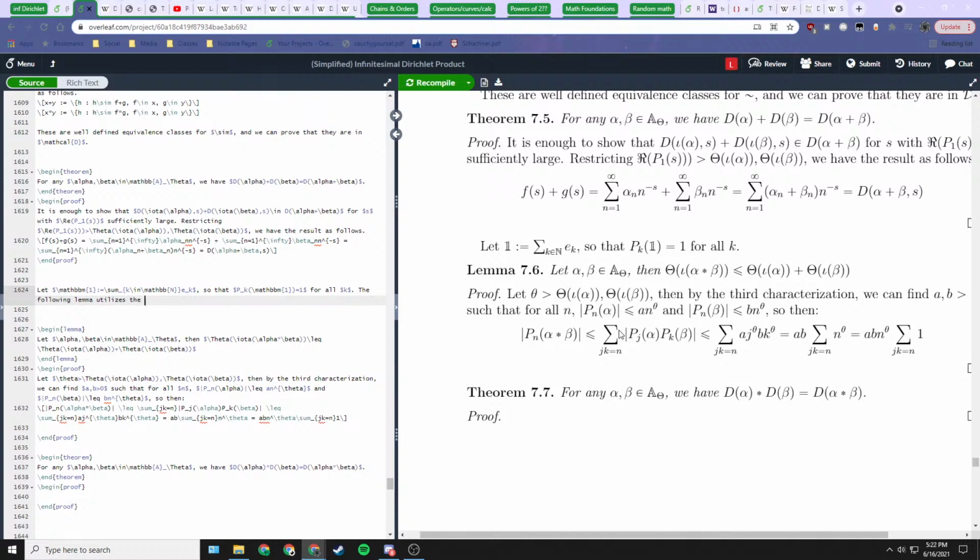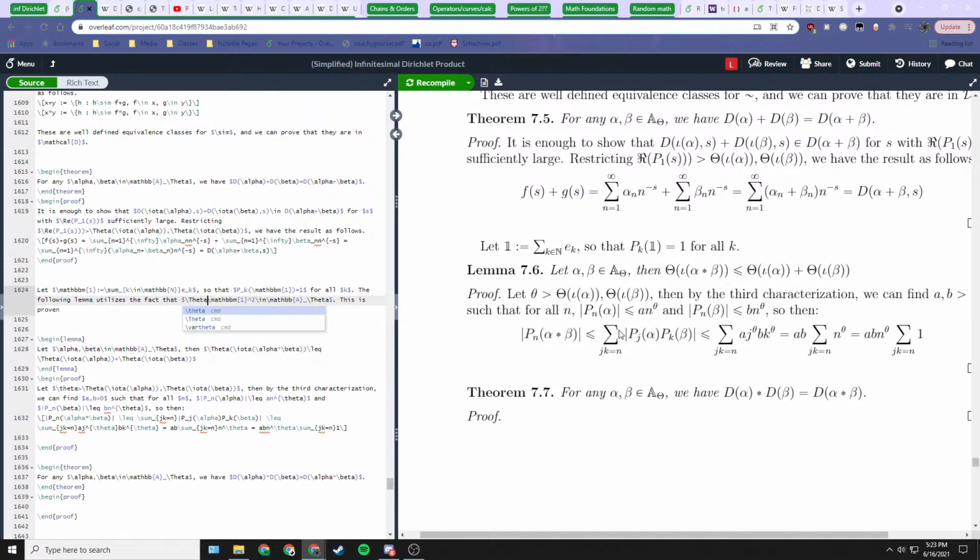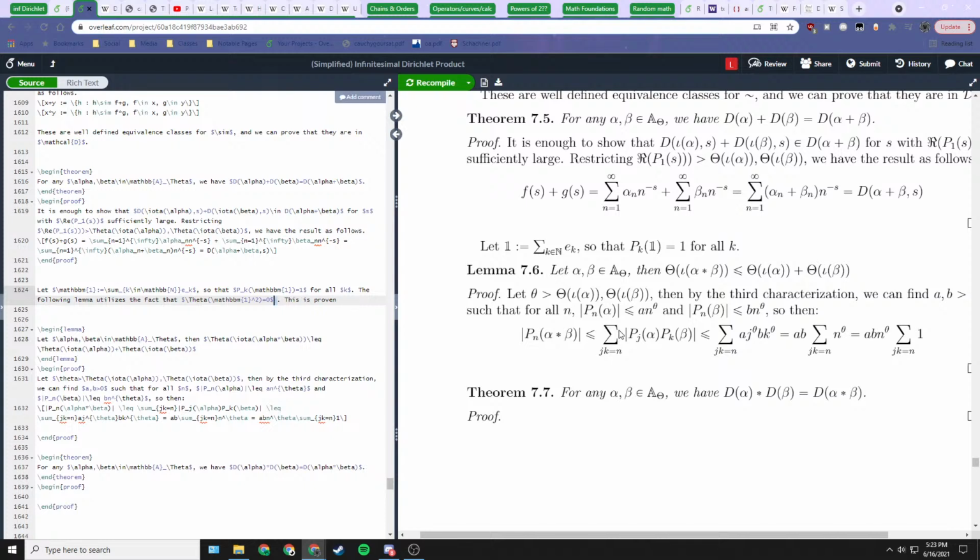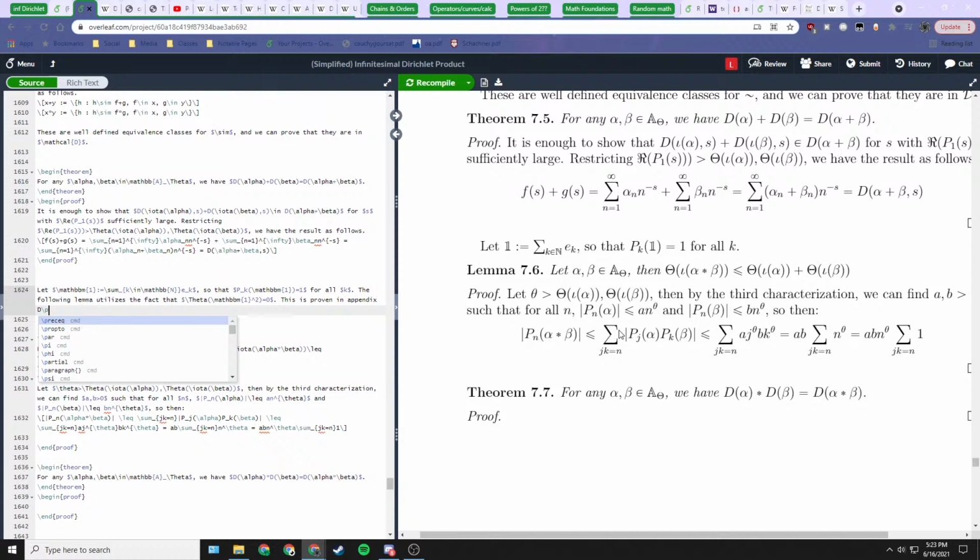so this utilizes the fact that this 1 squared is in a sub theta. And we'll make a note, this is proven. And actually we can say theta of 1 squared equals 0 is actually what we want. I'm going to say it's proven in Appendix D, and we're going to just add a to-do note.